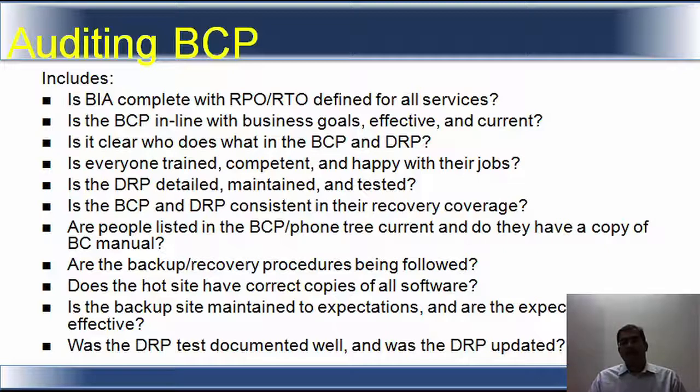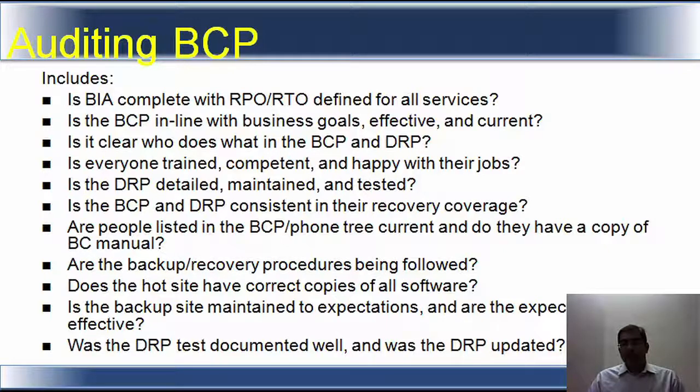Now, auditing BCP includes, is the business impact analysis complete with the recovery point objective and recovery time objective defined for all services? Or is it just for one or two services? So, for all services which are critical or non-critical, there should be a BIA. It should be complete. Is the BCP in line with business goals? Is it effective and is it current? So, the BCP should be made in line with the business goals. It should not be a simple cut and paste from some other organization where you may not even have the same kind of infrastructure present.